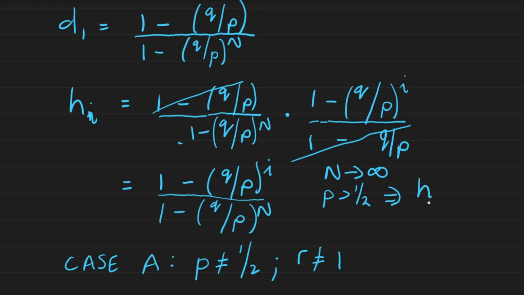Well, let's just see. N approaches infinity. If P is more than a half, it means that Q is less than a half. So Q over P is less than 1. It can only be between 0 and 1 because P will always be less than Q. So we have a decimal number raised to a very large number. That's just going to approach 0. So this term is going to approach 0, and we have just 1 in the denominator. So this means that Hi is going to equal 1 minus Q over P to the power i.